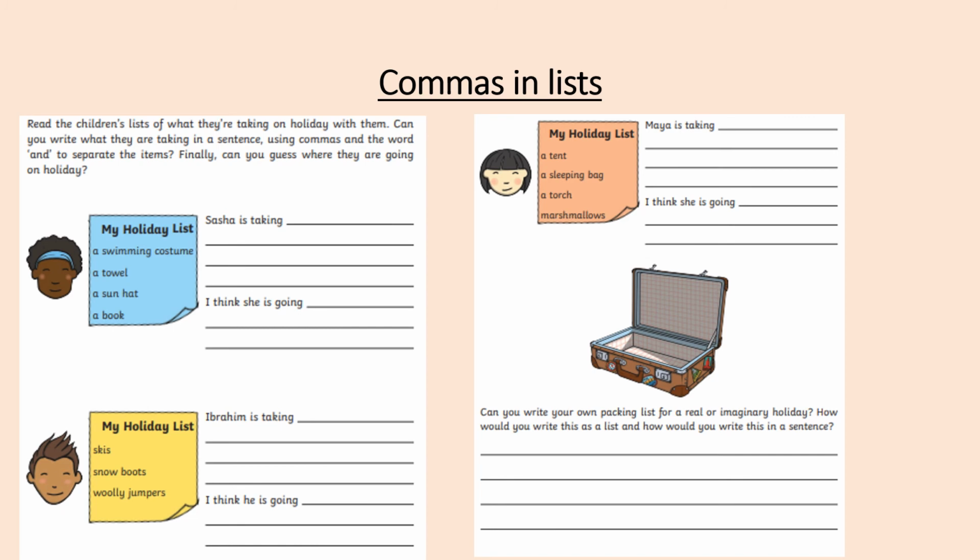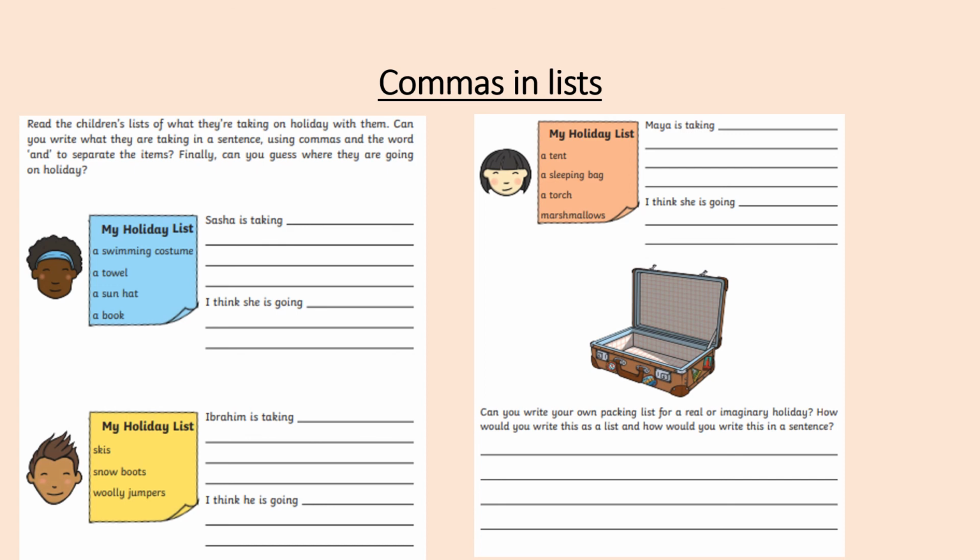So there's 3 different children, okay, and they all have a holiday list. So what it's asking you to do is to write down what their list is, what they're taking with them, but you have got to use commas and the word and. So the first one is Sasha. So on your piece of paper you would write, Sasha is taking, and then her list is there, a swimming costume, a towel, a sun hat, and a book. So you've got to write that in a sentence using your commas, putting your commas in the right place.